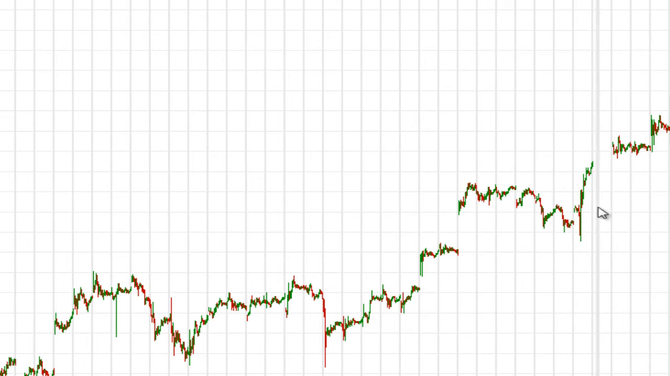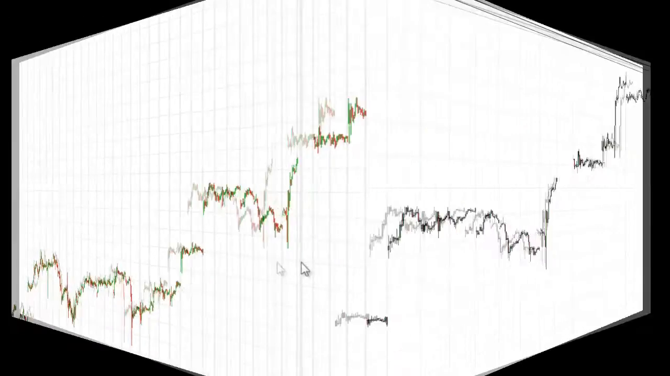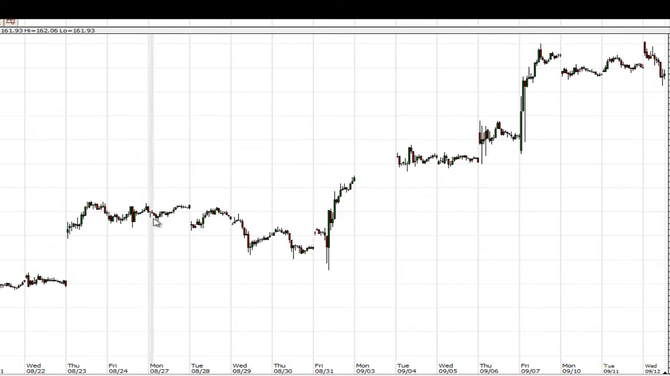Let's take this area as an example. Here the markets have been moving sideways for a number of days. Each one of these is a day. The vertical lines separate the days. So the markets have been moving sideways for a number of days. This means that buyers and sellers have agreed that this is about fair value and nothing has changed in their perception to make prices move away from this area.